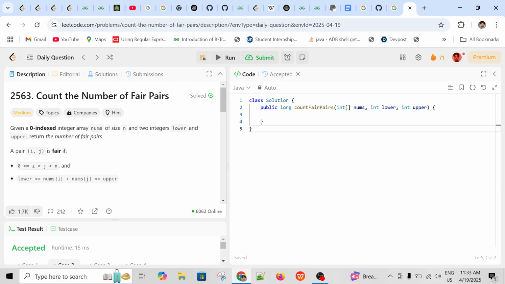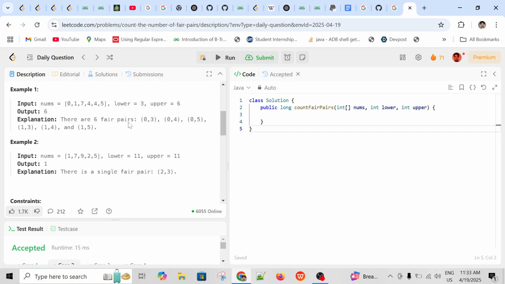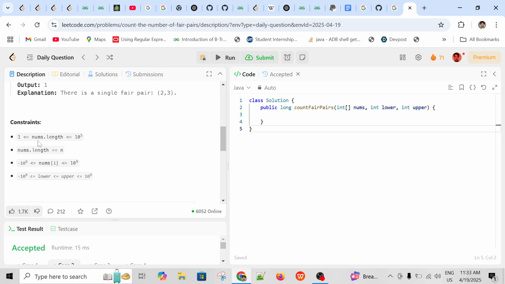So the title is Count the Number of Pairs. It means that you have to find the number of pairs, and there could be a definition of pairs. So what could the problem be? The problem could be something like there might be an array given, and you have to find out the number of pairs. So let's see what the constraints could be.